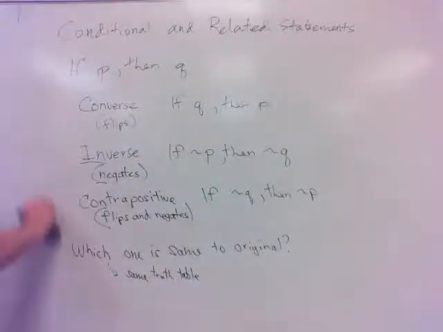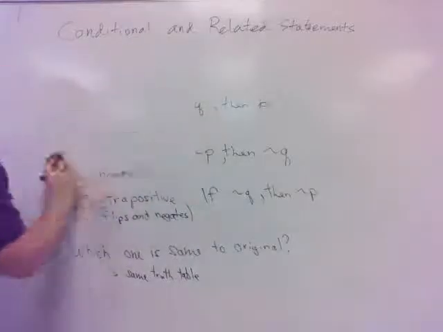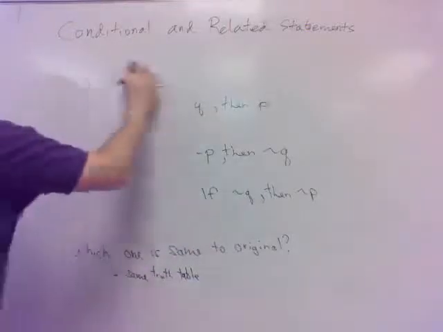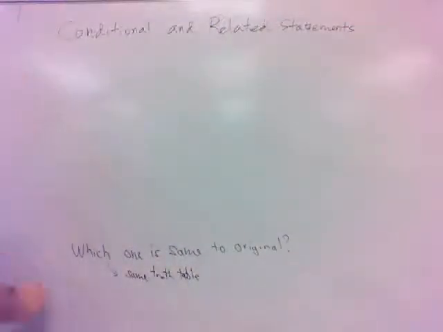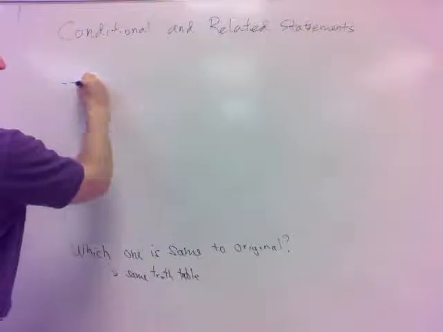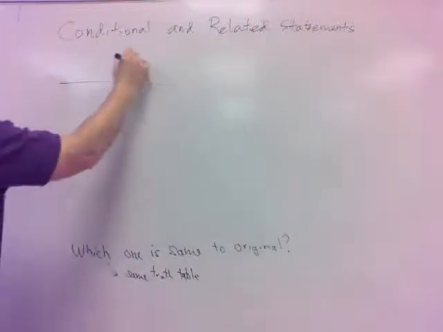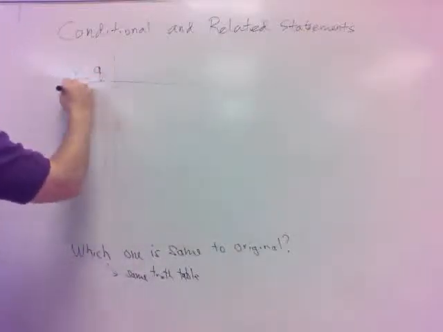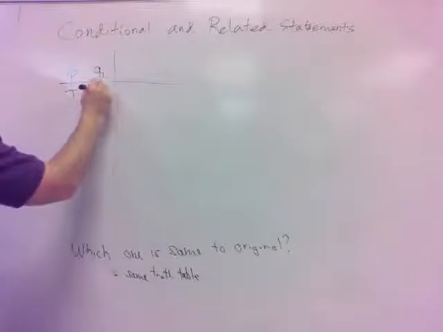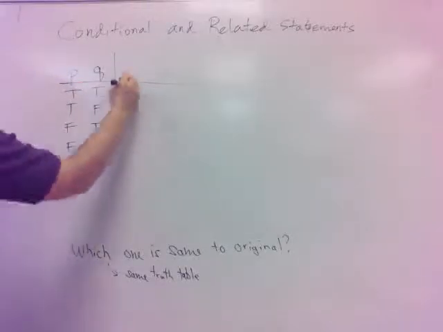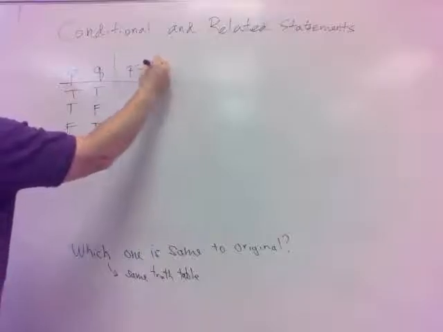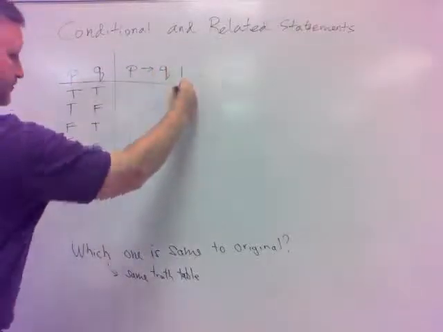So let's look at the truth table for each one, and we'll do it as compactly as we can. It shouldn't take us too much space here. 4 lines. All right. So yeah, we're going to do a truth table for the original statement. So it's just a P's and Q's. So it's true, true, true, false, false, true, false, false. So the original statement is if P, then Q, P arrow Q.